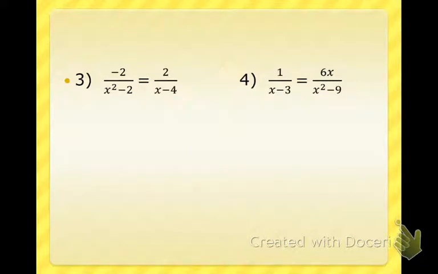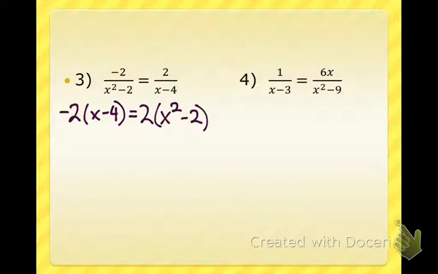All right, on number 3, we start off with our cross products. What is one of them? Okay, negative 2 times x minus 4. Good. And then 2 times x squared minus 2. Wonderful. All right, when we do our distributing part, what do we get? Negative 2x plus 8. Equals 2x squared minus 4.